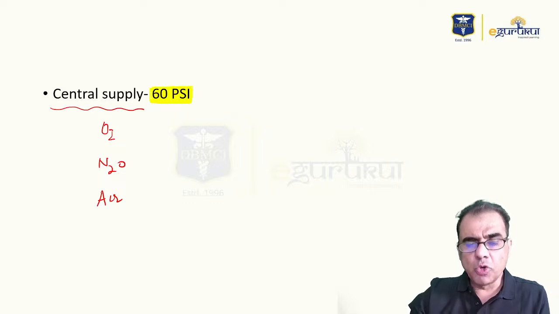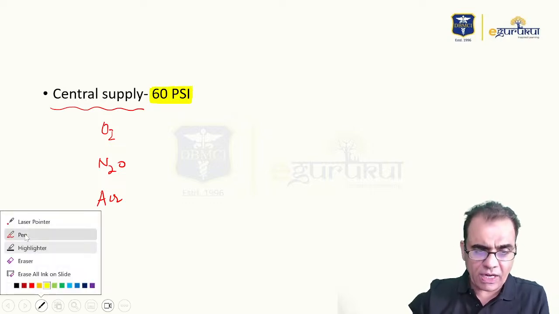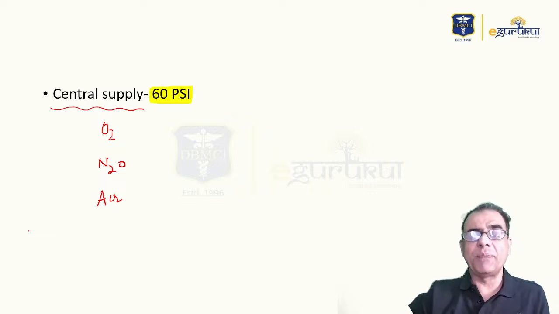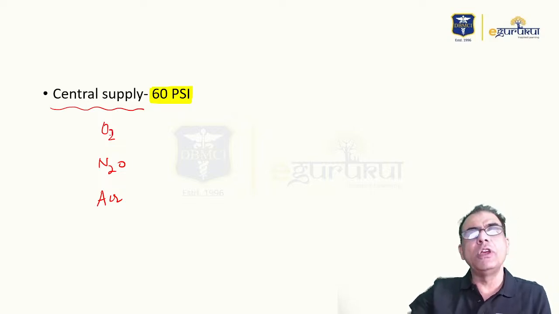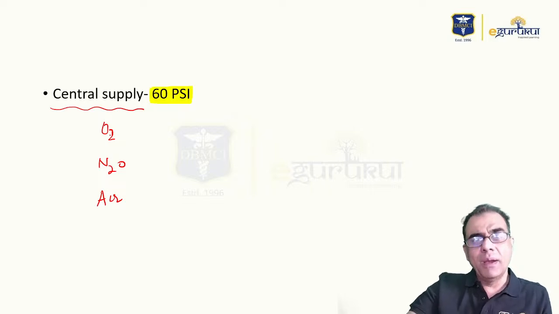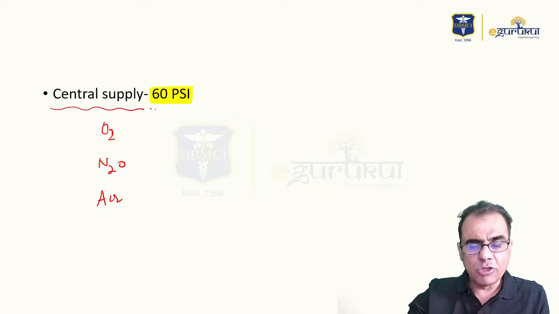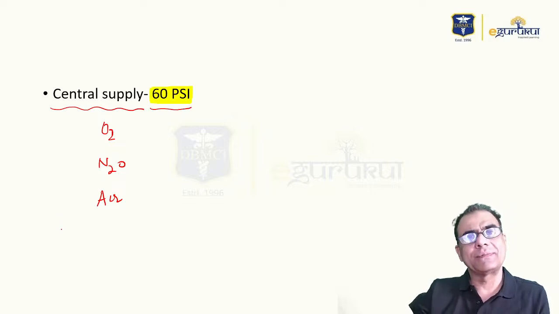So in books you may find different answers. You may find the answer being mentioned as 50 psi or 55 psi, depending on which book they have picked. In the US it is supplied at 50, in the UK at 55, but in India the central supply is at a pressure of 60 psi. So you have to mark 60 psi.